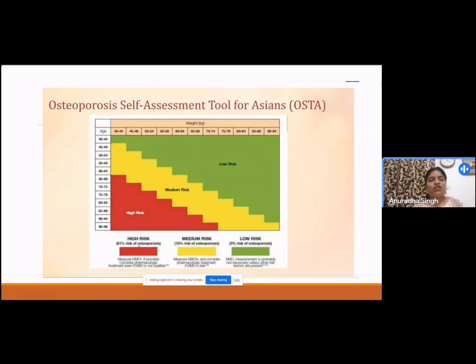Now, this OSTA score is plotted on this graph, and we categorize the patient into high risk, medium risk, and low risk. High risk means that they have a risk of as high as 60% of osteoporosis. We have to measure a BMD, and we can start a treatment if the BMD facilities are not available. In the medium risk, the lady has something like a 15% risk of osteoporosis. We can measure a BMD and consider treatment. In the low risk, we have to measure a BMD and then start a treatment.